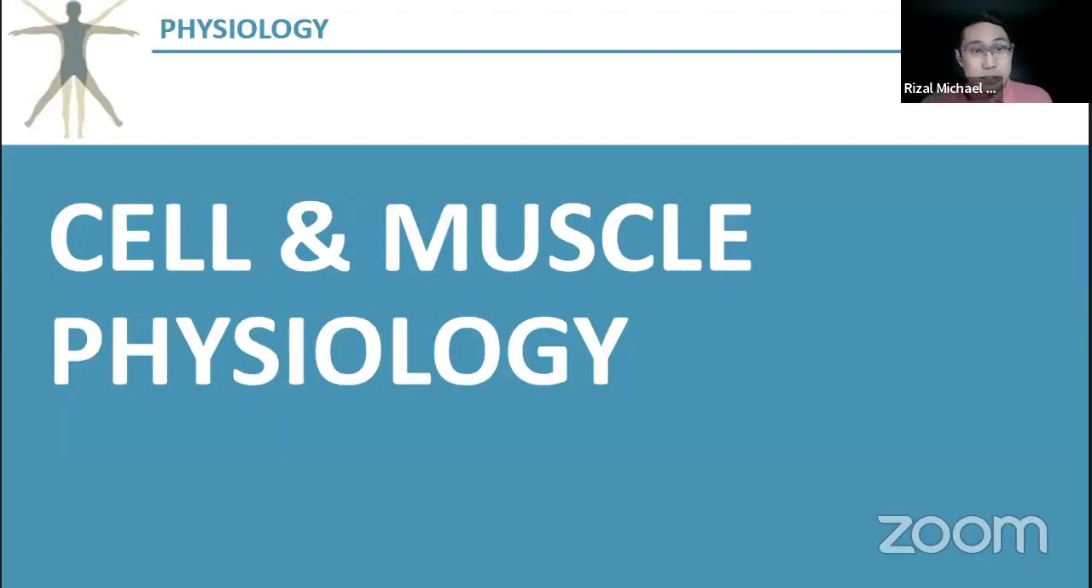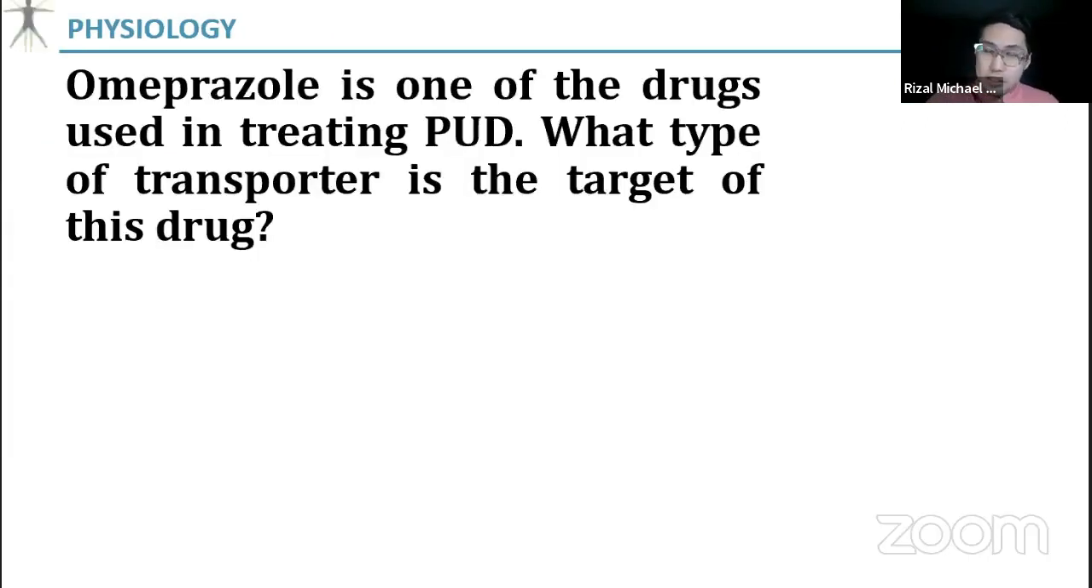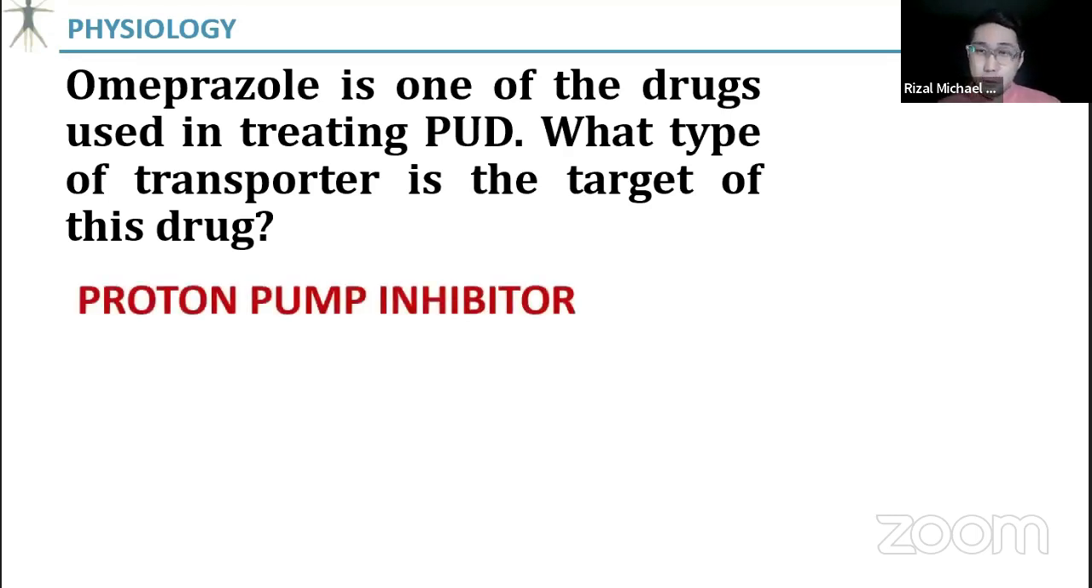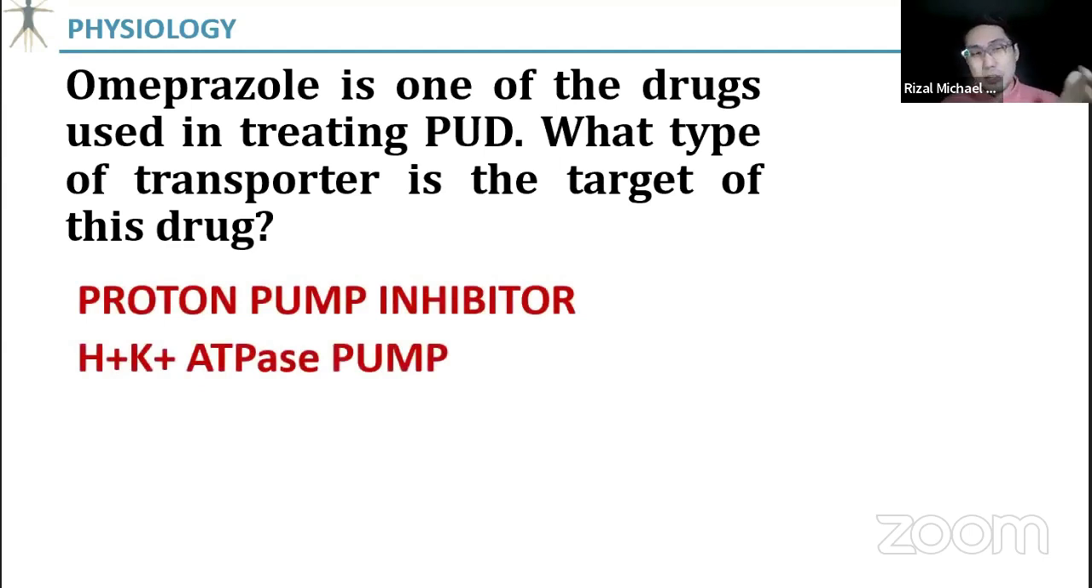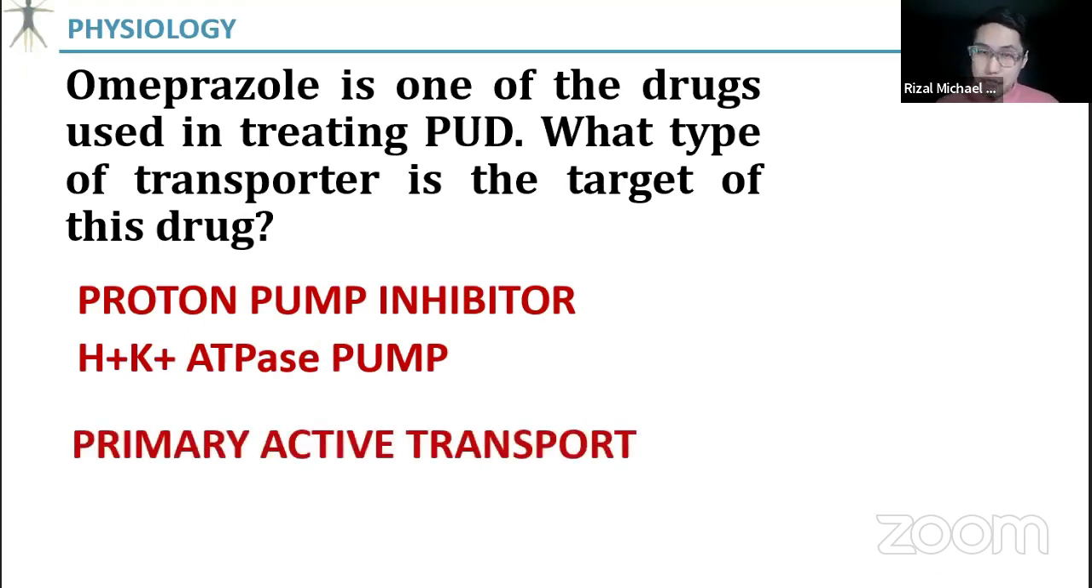Let's start with cell and muscle physiology. I inserted some questions here, but you don't really need to answer them, though it's better if you can answer them on your own. Omeprazole is one of the drugs used in treating peptic ulcer disease. What type of transporter is the target of this drug? Omeprazole is a proton pump inhibitor, and it targets the HK ATPase pump. So it's an ATPase pump, basically a primary active transport.